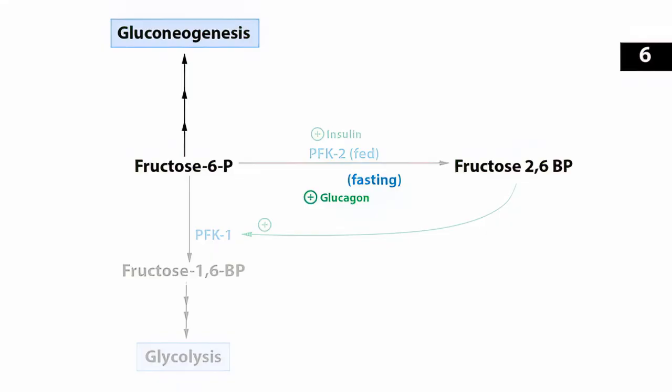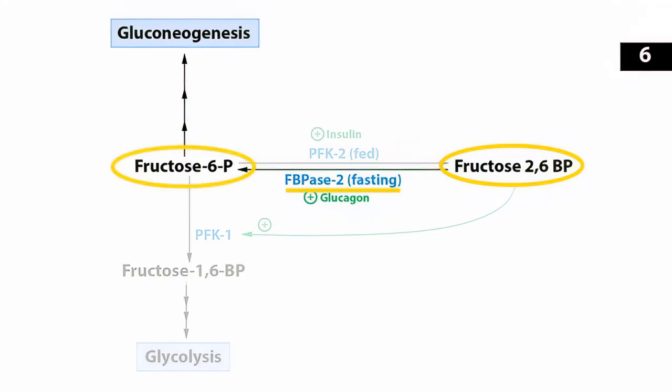So instead of stimulating PFK2, glucagon stimulates an enzyme called fructose bisphosphatase 2, or FBPase 2, which converts fructose 2,6-bisphosphate back into fructose 6-phosphate, which can then be used for gluconeogenesis. So glucagon stimulates the conversion of fructose 2,6-bisphosphate to fructose 6-phosphate. That's going to shift everything toward gluconeogenesis to raise blood glucose when you're fasting.